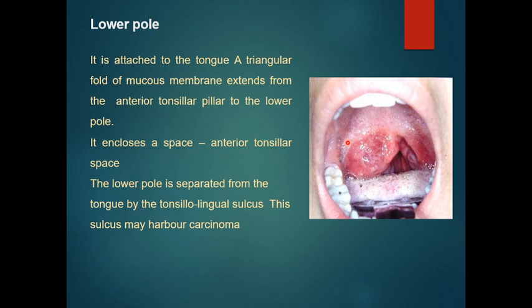Then about the lower pole, it is attached to the tongue. It is a triangular fold of mucous membrane extending from the anterior tonsillar pillar to the lower pole. It encloses a space, the anterior tonsillar space. The lower pole is separated from the tongue by the tonsillolingual sulcus. This sulcus may harbor carcinoma.